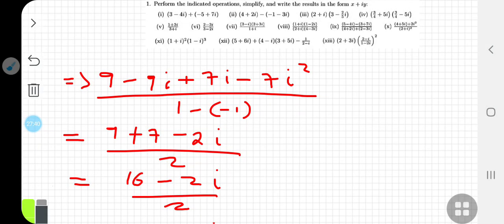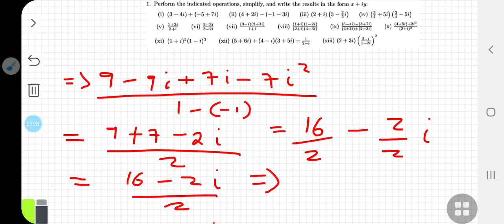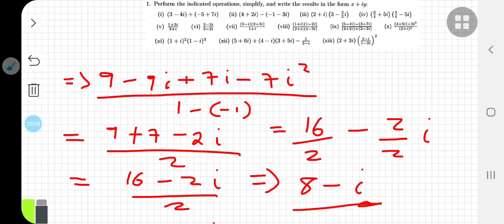So now we're going to have 16 over 2 minus 2i over 2. I can simplify this further, and I'm going to have just 8 minus i. That is my solution. Let's go to the next part. Which one was I doing? I was doing 7. Let me do 8 now.